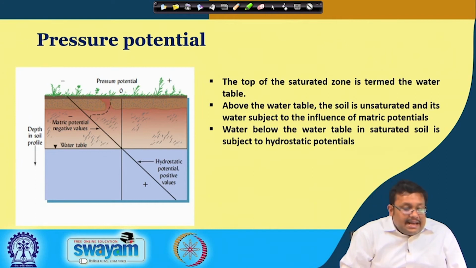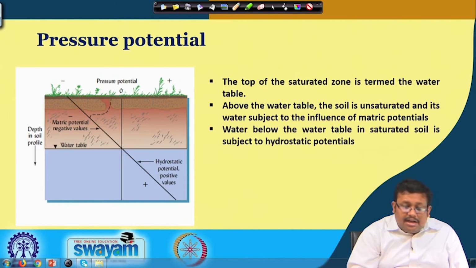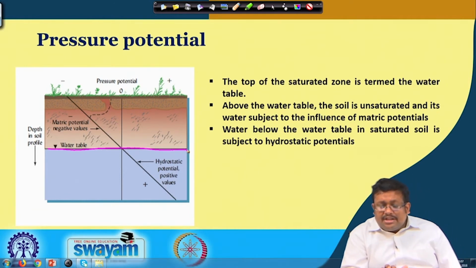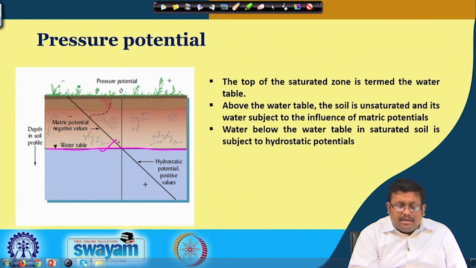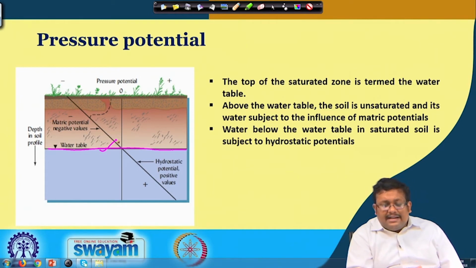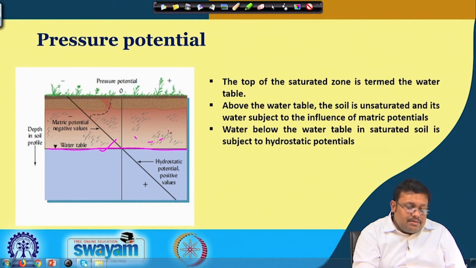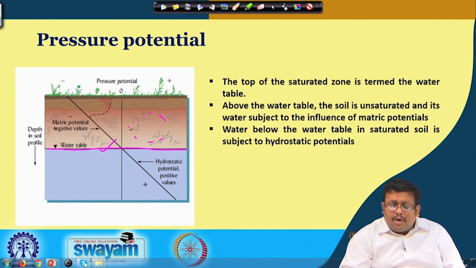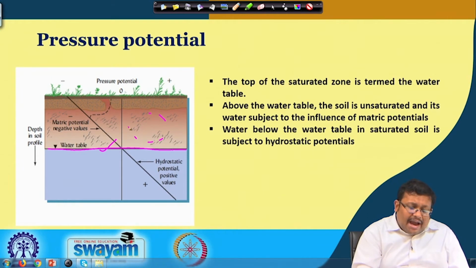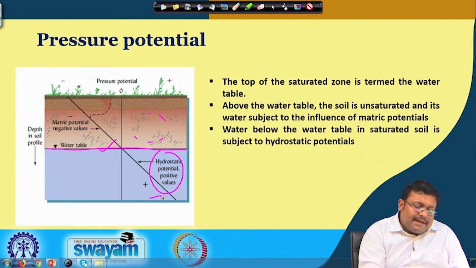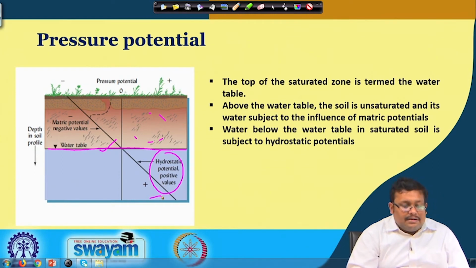So, this picture gives a better understanding of the pressure potential, considering both hydrostatic potential and matric potential. As you can see, this is the top of the saturated zone, which we call the water table, and above the water table the soil is unsaturated and subjected to the influence of matric potential, obviously due to the attraction of different soil matrices. And water below the water table, in saturated soil, is subjected to hydrostatic potential. Hydrostatic potential is always positive, however, matric potential is always negative, and it is governed by capillary rise. However, the rise may not always be linear, and sometimes it may be irregular due to irrigation and different types of water inputs.